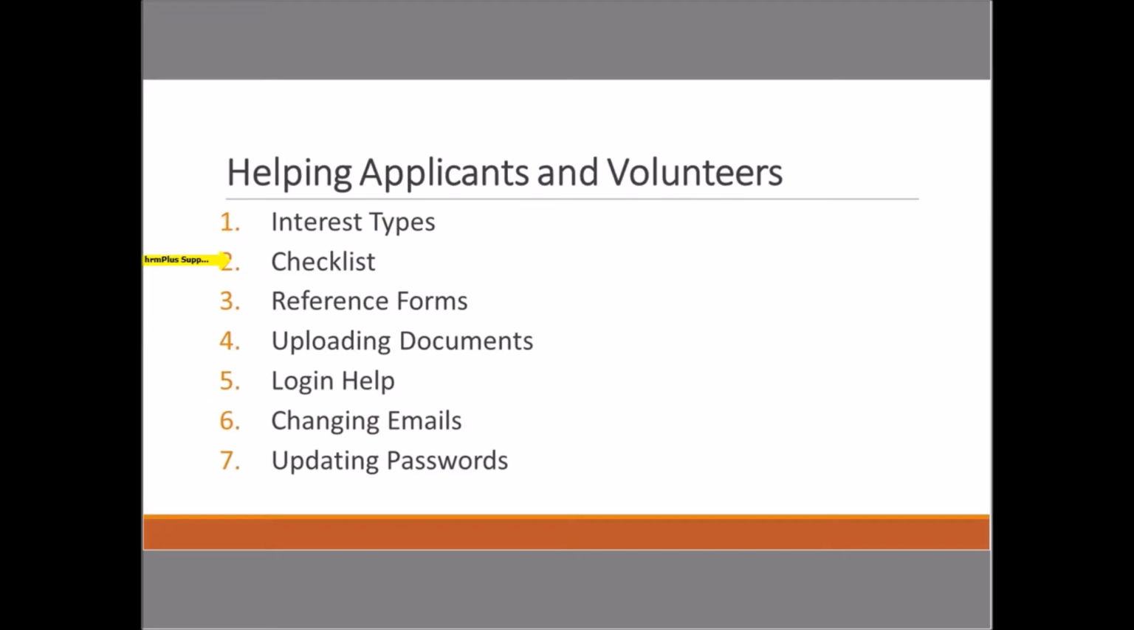We're going to talk about those checklists. What drives the checklist? How do you make changes to a checklist? And then we're going to spend a little time on what to do when someone's having an issue with a reference and walk you through some of the common things that you can look at to diagnose what's going on. We're also going to have a conversation about uploading documents and the right ways and things to consider when doing so. And then we'll go briefly over login help. We've talked about changing emails already in a couple of our previous webinars, but we'll touch on that again and updating passwords.